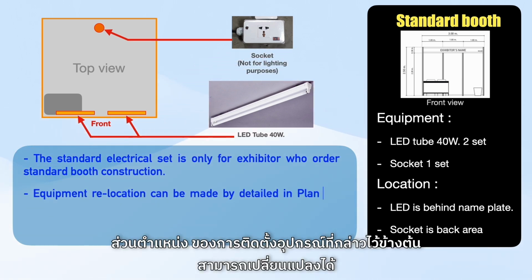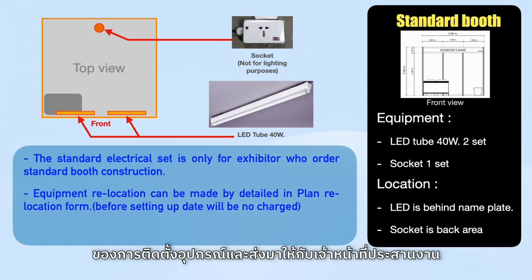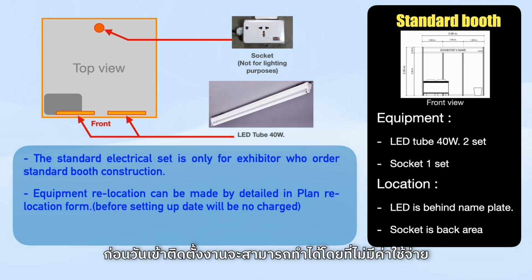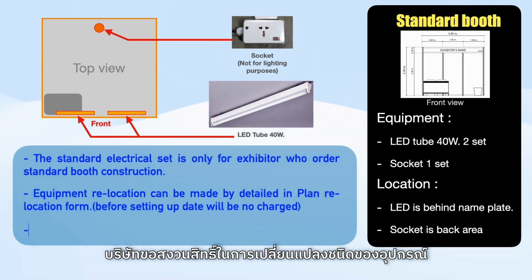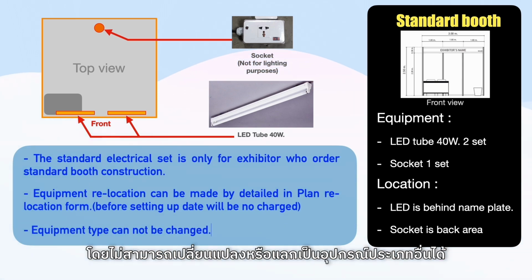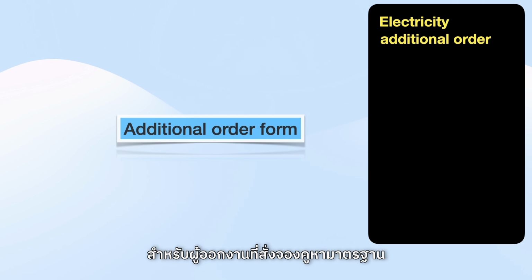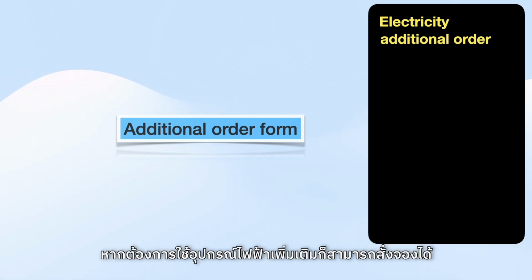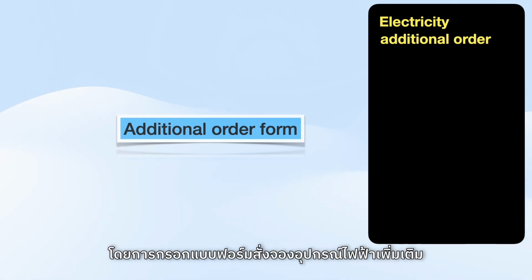The installation location previously mentioned can be changed by submitting an installation plan with the designated locations to the coordinating staff before the installation date. This will not have any additional cost. However, the company reserves the right to change the type of equipment as it cannot be exchanged for other types of equipment. For customers who have reserved the standard booth or reserved an empty area, if you need to order additional electrical equipment, you can do so by filling out the electrical system order form.